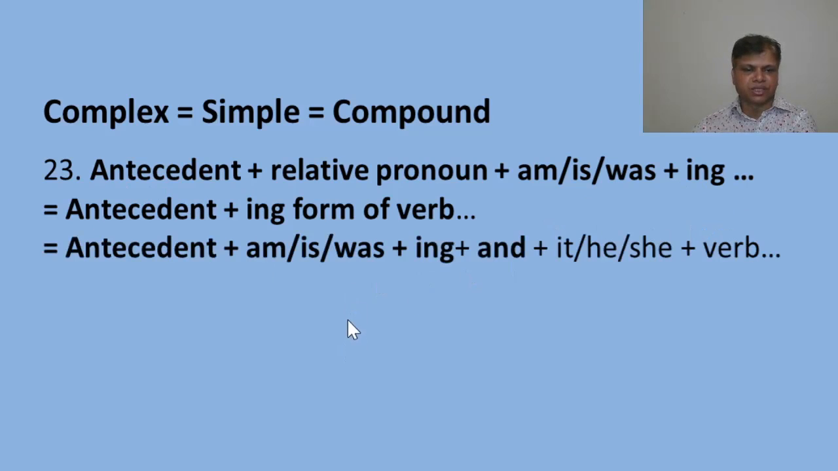If you want to make it a compound sentence, we have to omit the relative pronoun first, then you have to use or put the antecedent, then am ing, is ing, are ing or was ing, were ing, and a portion of the sentence. Then you have to use a coordinating conjunction, and then you have to use it, he, she, verb and rest of the sentence.